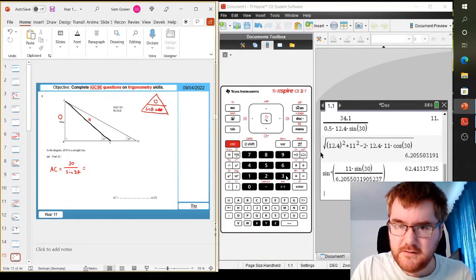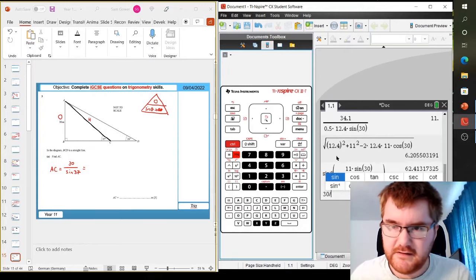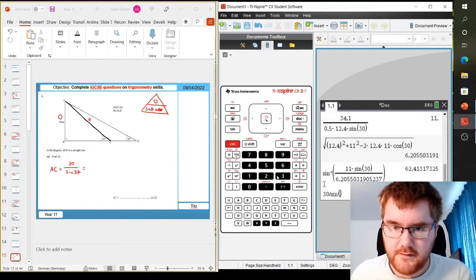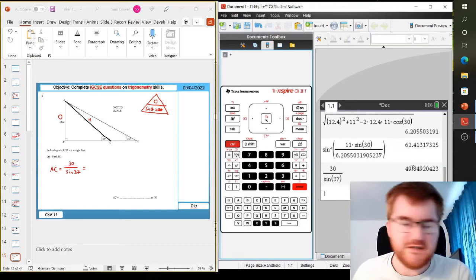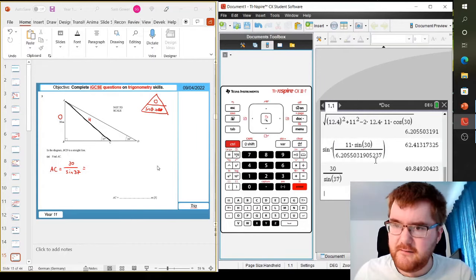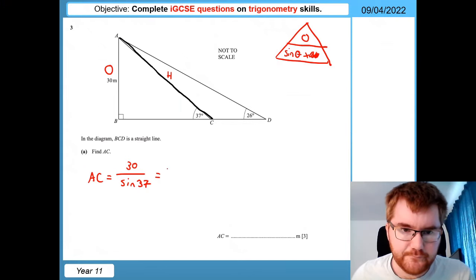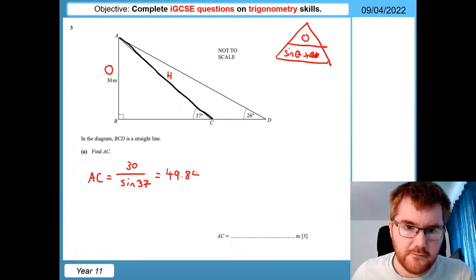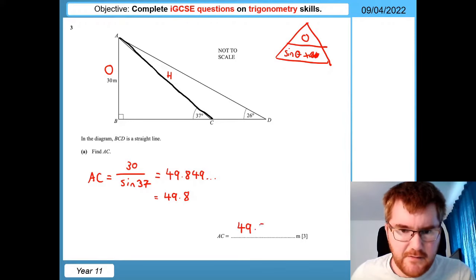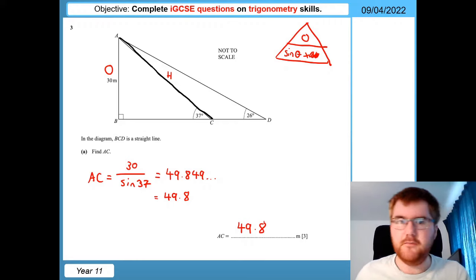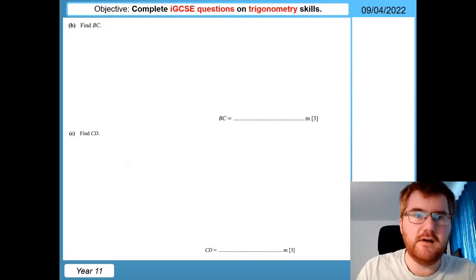So we're going to type in 30 divided by sine 37, close brackets, and we get 49.849..., and that rounds to 49.8 meters. 3 marks is pretty generous, but again, towards the start of the paper, you want to make sure you've got those fundamentals there secure. Right, on to part B.